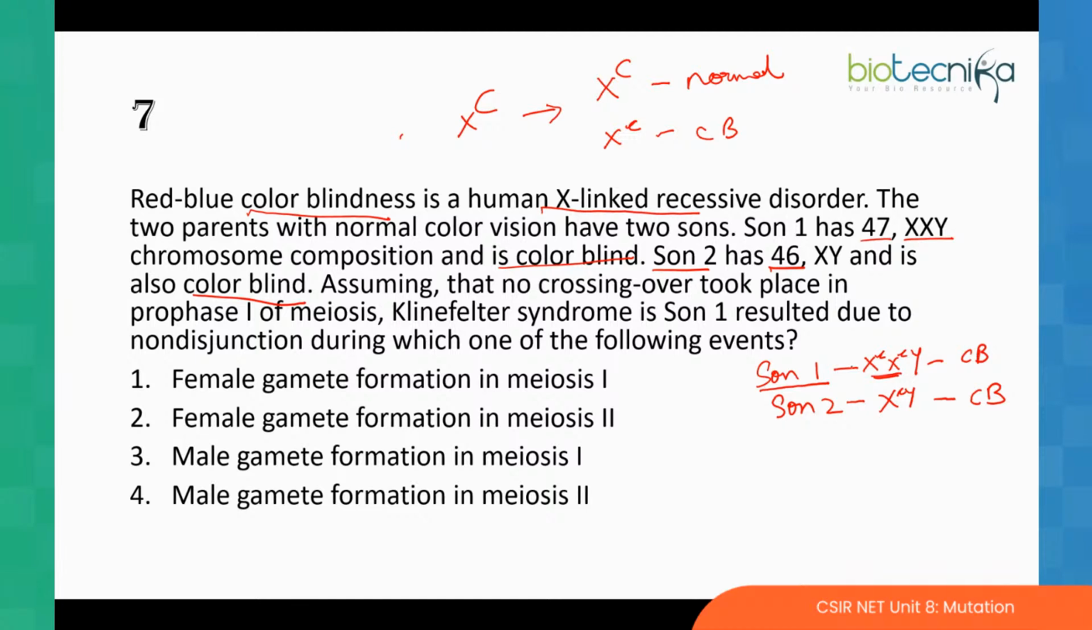Because it is present on the X chromosome, and sons get their X chromosome only from the mother, this X small c allele is coming from the mother. But the mother has two X chromosomes, so what will be the other X chromosome in the mother? It is clearly mentioned that the two parents have normal color vision. So if the mother has normal color vision, the other allele on the other X chromosome has to be X capital C. Then only the mother can have normal vision.